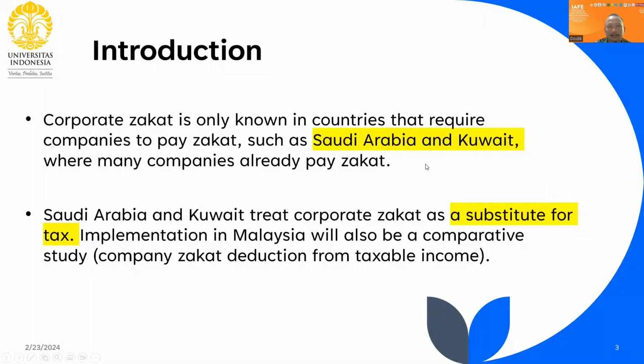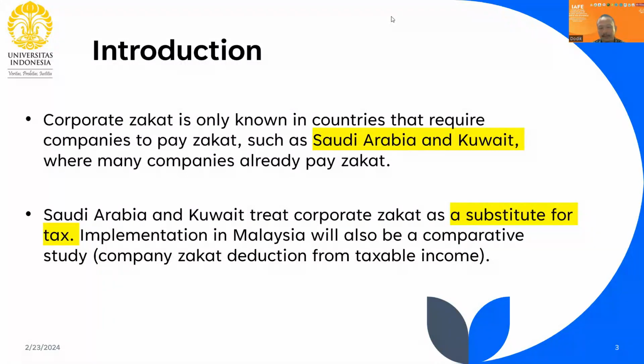Introduction. Corporate zakat is only known in countries that require companies to pay zakat, such as Saudi Arabia and Kuwait, where many companies already pay zakat. So in Saudi Arabia and Kuwait, all companies owned by Muslim and local people pay zakat. Saudi Arabia and Kuwait treat corporate zakat as a substitute for a tax, so they don't have to pay a tax. They just pay zakat. Implementation in Malaysia will also be a comparative study.